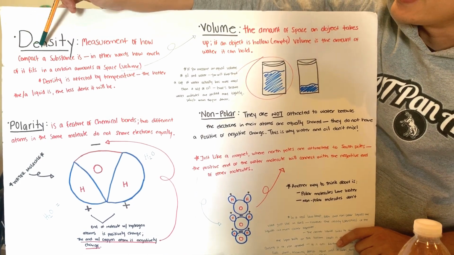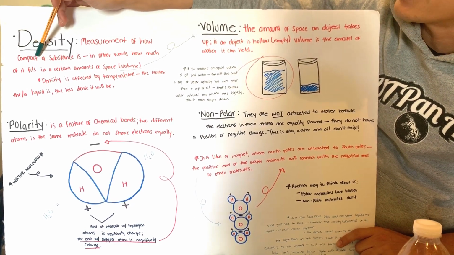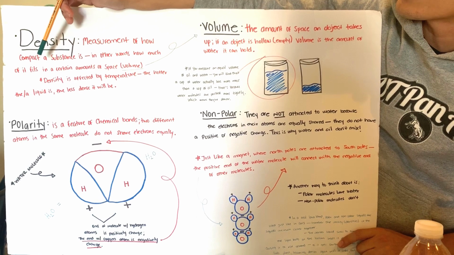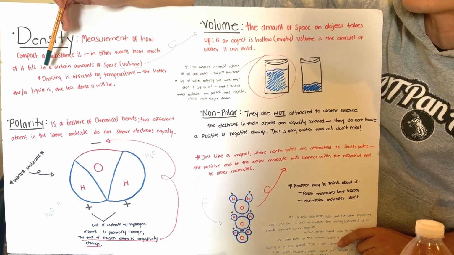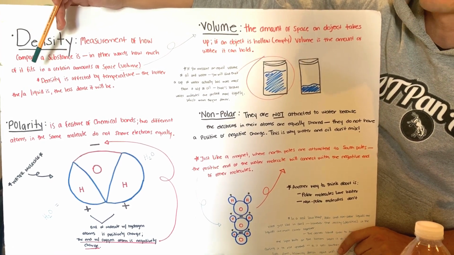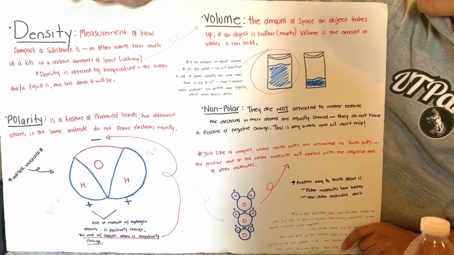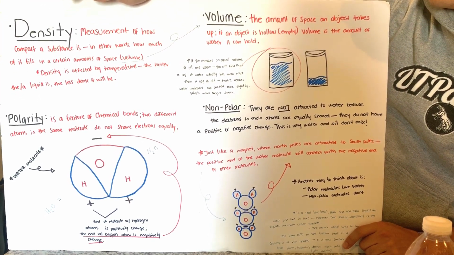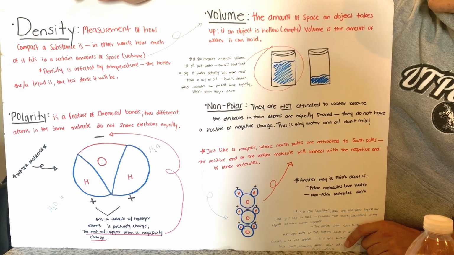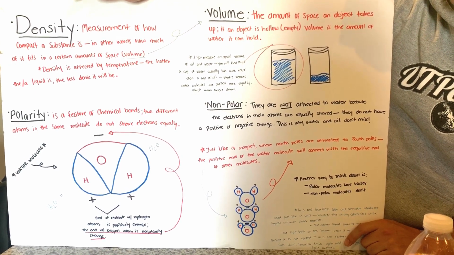Well, density is the measurement of how compact a substance is. So in other words, how much of it fits in a certain amount of space. That space is known as its volume. Now, the volume is the amount of space an object takes up. So if an object is hollow or empty, volume is the amount of water it can hold.